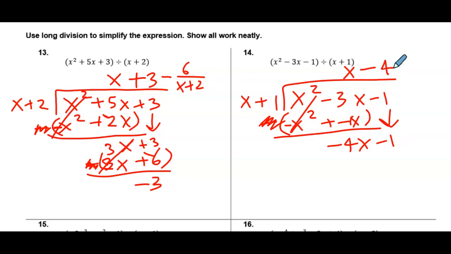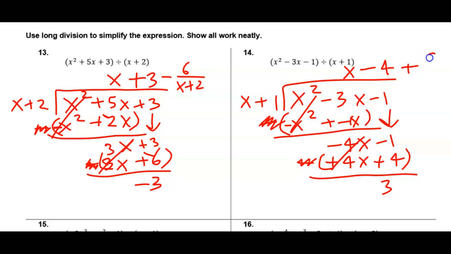So remultiply. Negative 4 times x is negative 4x. Negative 4 times 1 is minus 4. When you subtract that step, changes all the signs. That becomes plus. That becomes plus. These cancel out. Negative 1 plus 4 is 3. So our remainder is plus 3 over x plus 1.